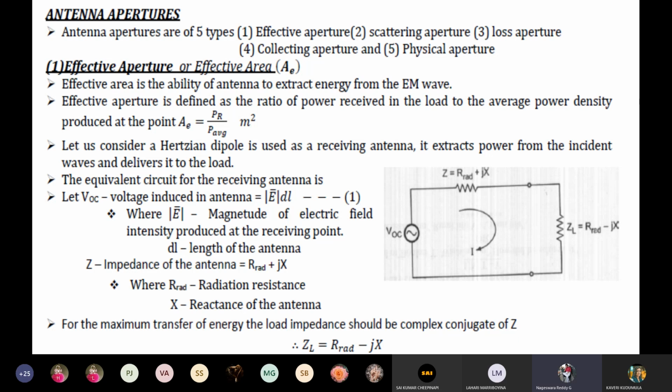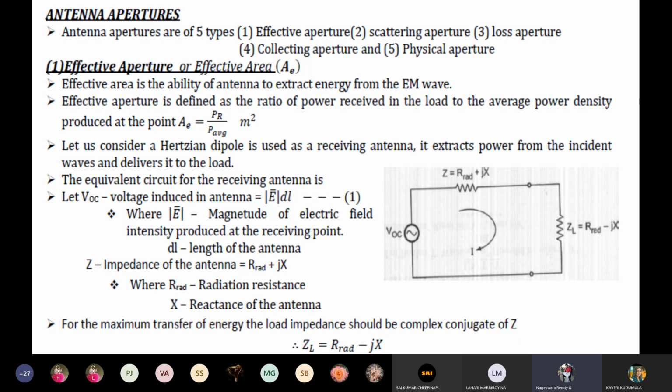Here R_rad is the radiation resistance, with the suffix RAD indicating radiation resistance, and capital X is the reactance of the antenna. For the maximum transfer of energy, the load impedance should be the complex conjugate of Z. In network theory, when the maximum power is delivered to the load, you can observe in the diagram V_OC, and Z is equal to R_rad plus jX, and Z_L is equal to R_rad minus jX.